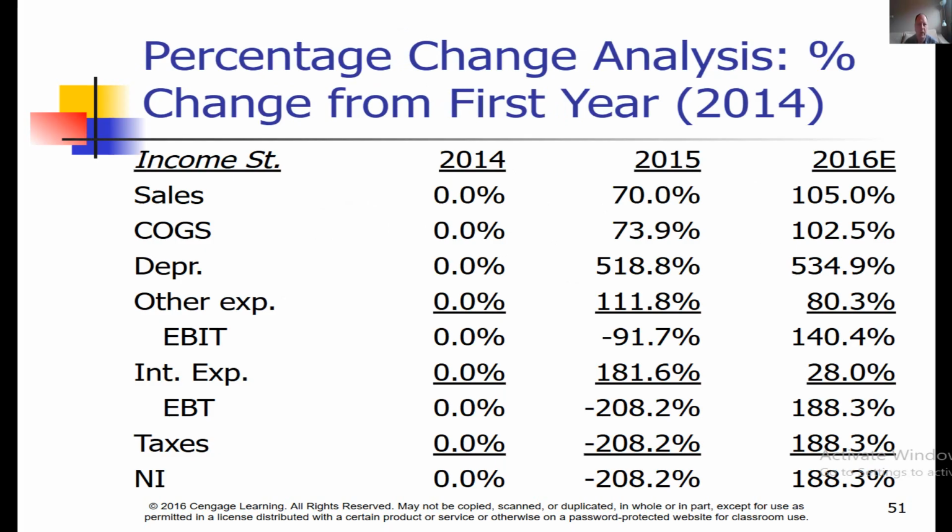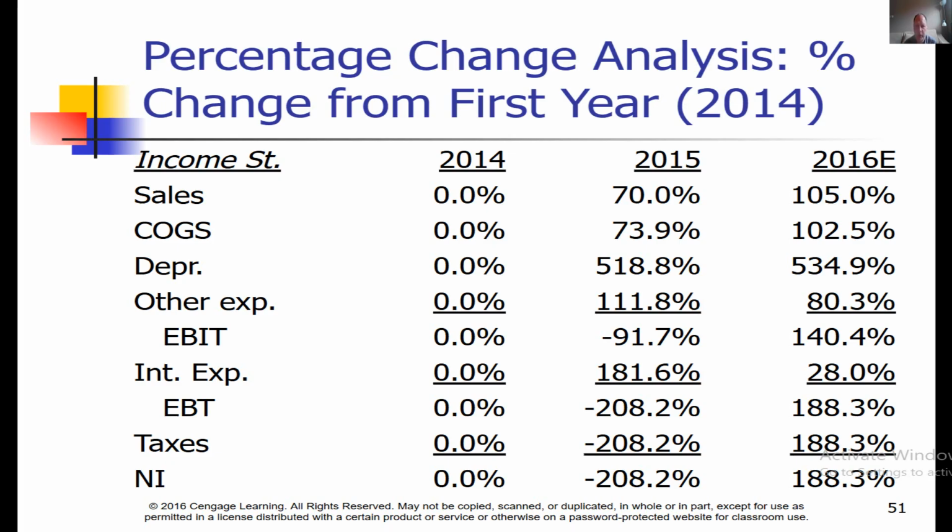Another thing you can look at is the percentage change analysis. So we did a cross-sectional comparison with other companies. Now we are going to do a percentage change analysis of our own company. We are believing sales will continue to increase. We did an expansion in 2015. We increased sales, cost of goods sold, depreciation, and other expenses, so we lost money in 2015.